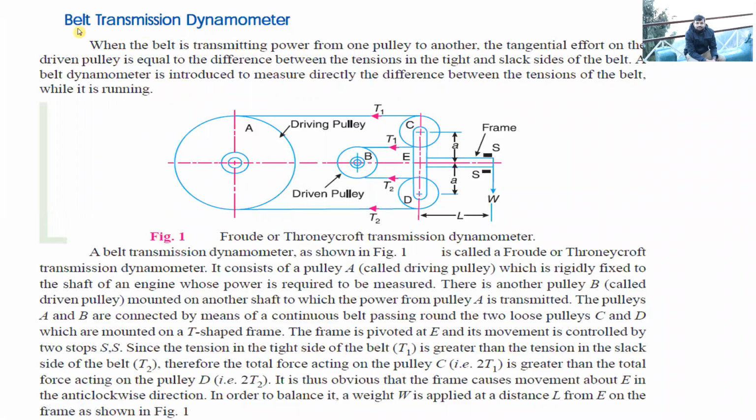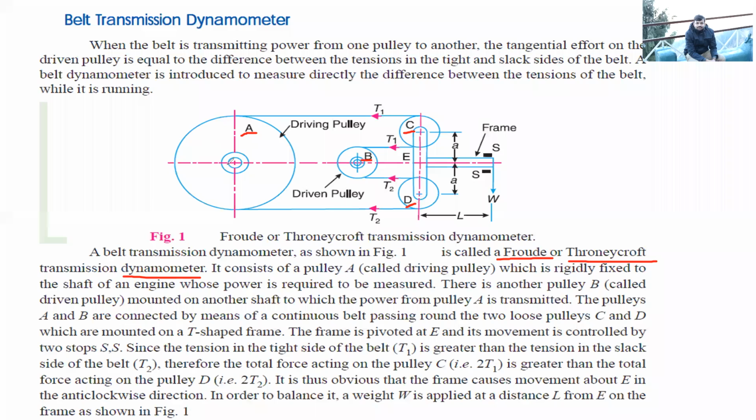Now the next type is the belt transmission dynamometer. This belt type transmission dynamometer has two extra names. They are also called Froude or Throneycroft transmission dynamometer. Again, in this there are four pulleys. This is pulley A, this is B, C, and D. So these are the four pulleys.